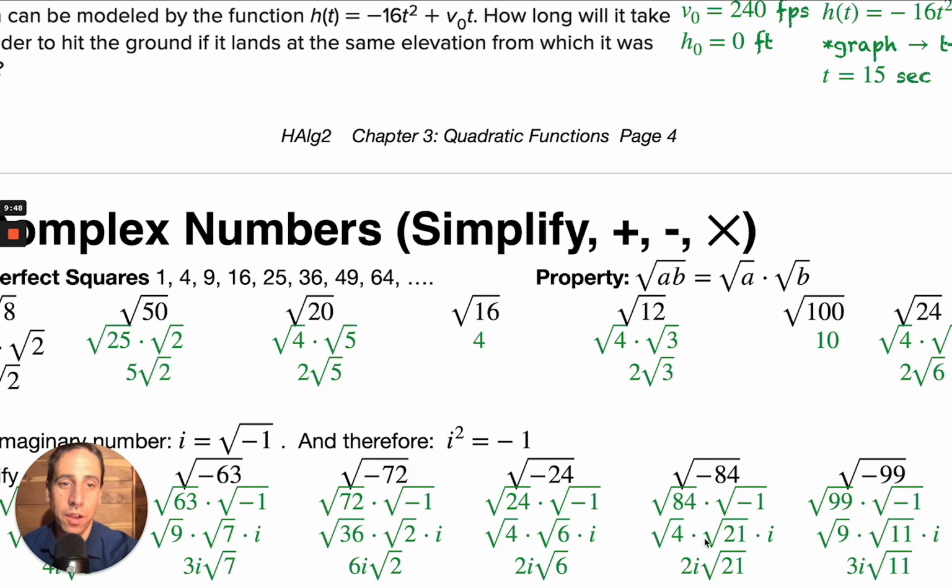Square root of -84. Factor out the root. The largest perfect square factor is 4. So square root of 4 is 2. Square root of -1 just leaves an i. So it's 2i root 21.